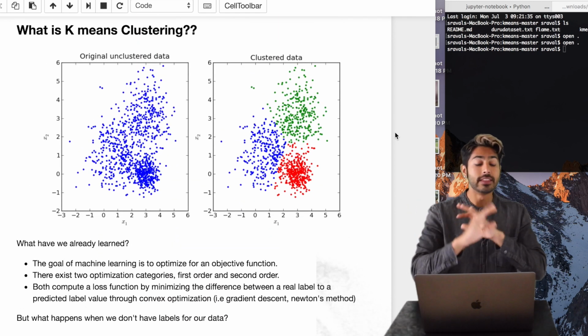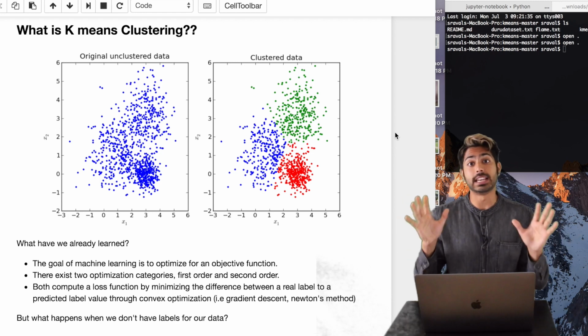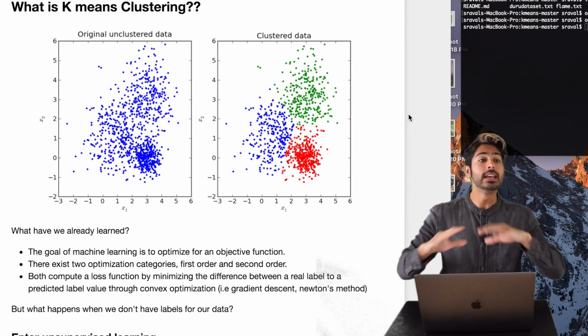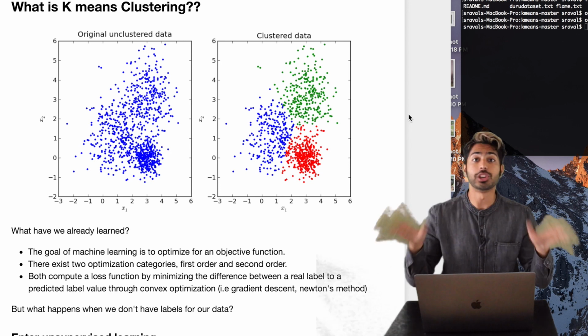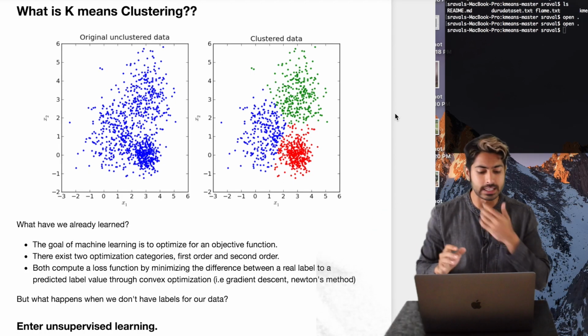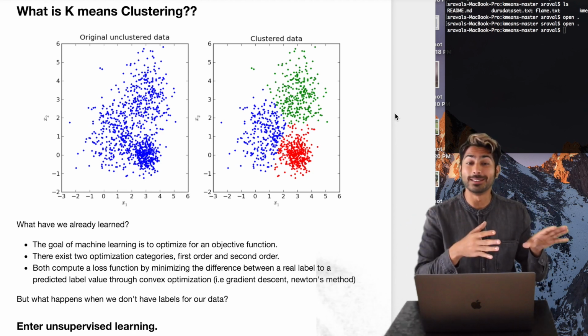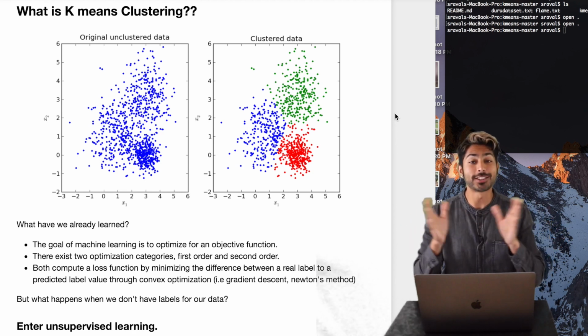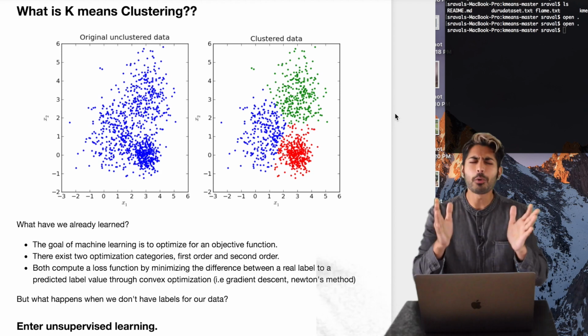K-means clustering is one of the most popular techniques in machine learning. You see it all the time in Kaggle contests, in the machine learning subreddit, everywhere. It's a very popular algorithm, and it's very easy, more or less. I mean, easier than other things that I've been talking about, so that's a good thing. But let's talk about what we've learned so far.